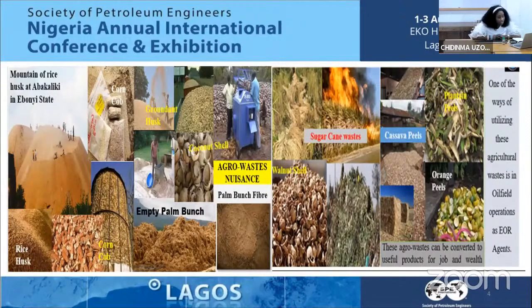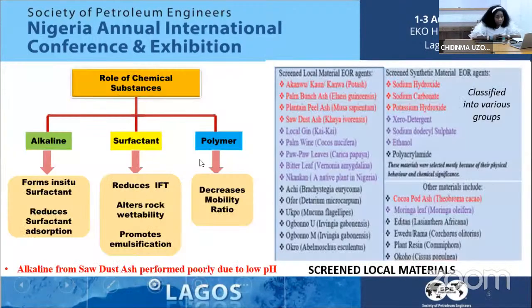You will agree with me that we have a lot of waste, and particularly agro waste, which constitutes a nuisance in our society. So one of the ways of utilizing this agricultural waste is in oil field operation as enhanced oil recovery agents.